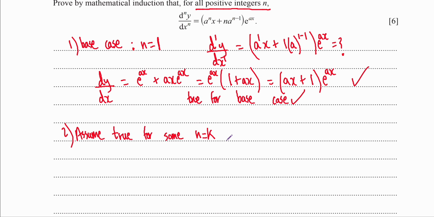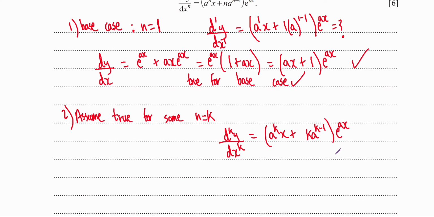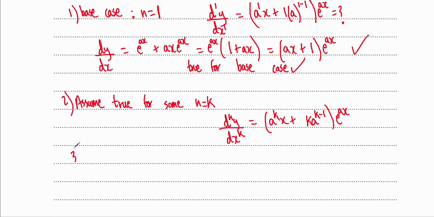So how would I do this? Well, we just know where it is, right? So instead of n, we put a k in there. So we have d^k y by dx^k is equal to, this just means the kth derivative, is equal to, well, a^k x plus k a^(k-1), all times e to the power ax. So wherever there's an n, I'm putting a k in there instead. Okay, so show true for n equals k plus 1.